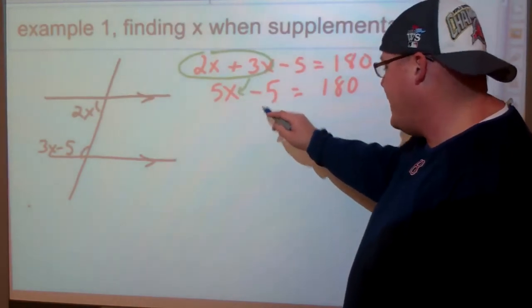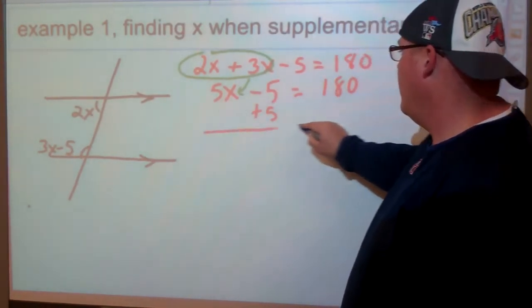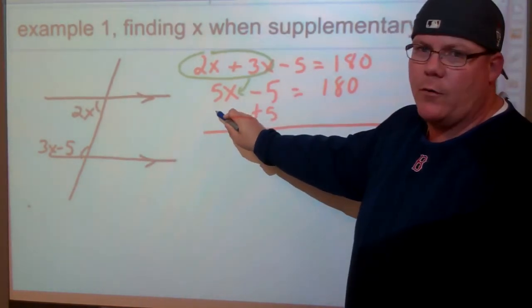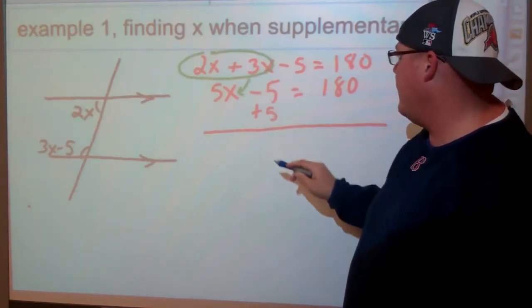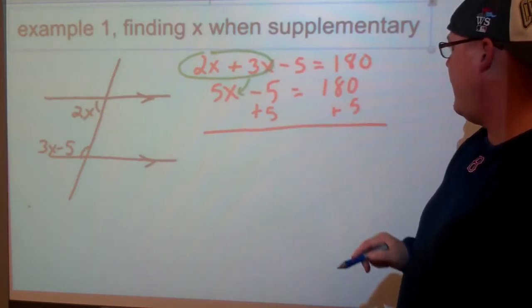So I have 5x minus 5. What I'm going to do is the inverse. I'm going to add 5. You notice I'm going to put it directly under the value, not over here. I don't want to confuse myself. Directly under the negative 5. And again over here, plus 5, I'm going to put it in the same column. It's a 10, so I'm going to put it in the tens column.